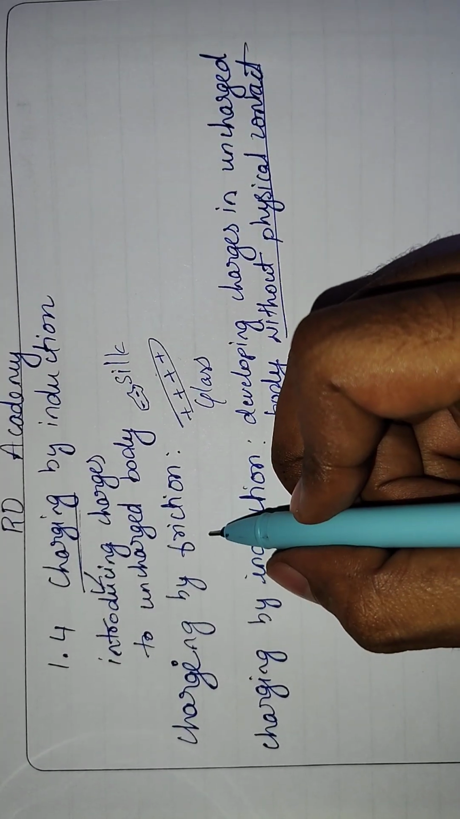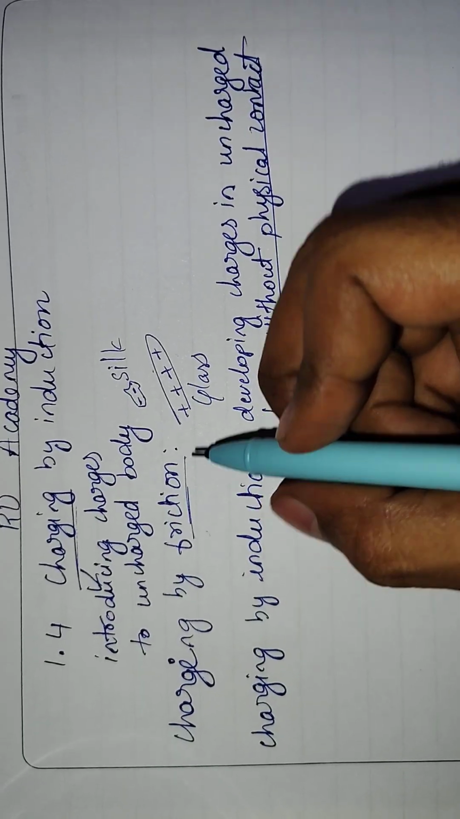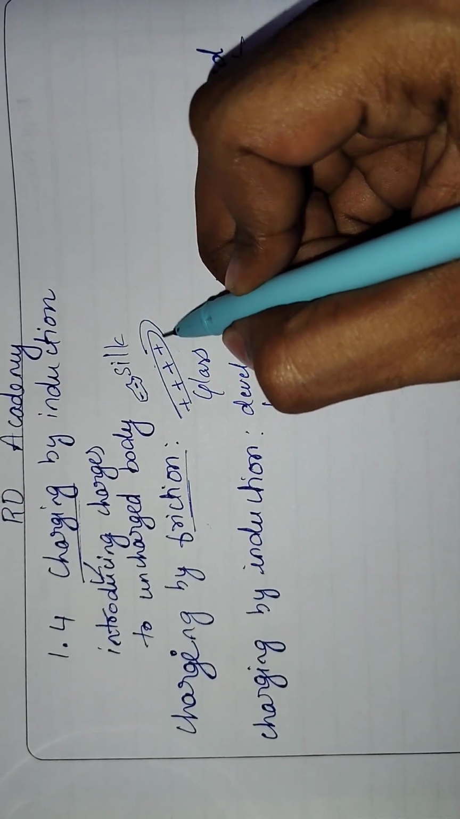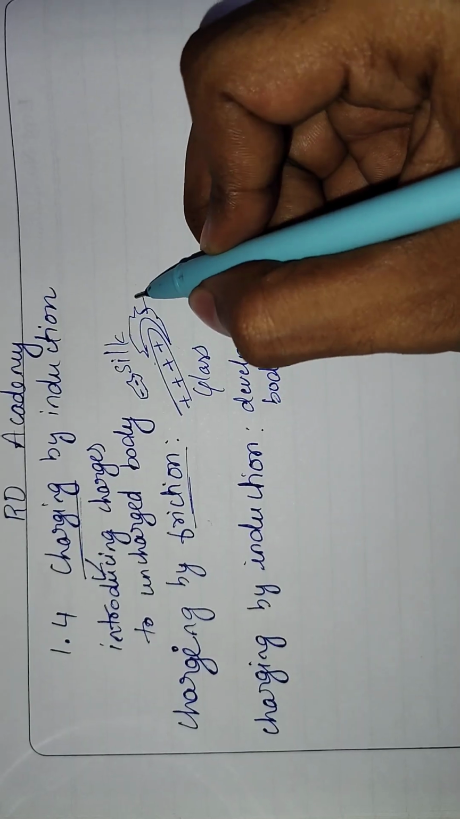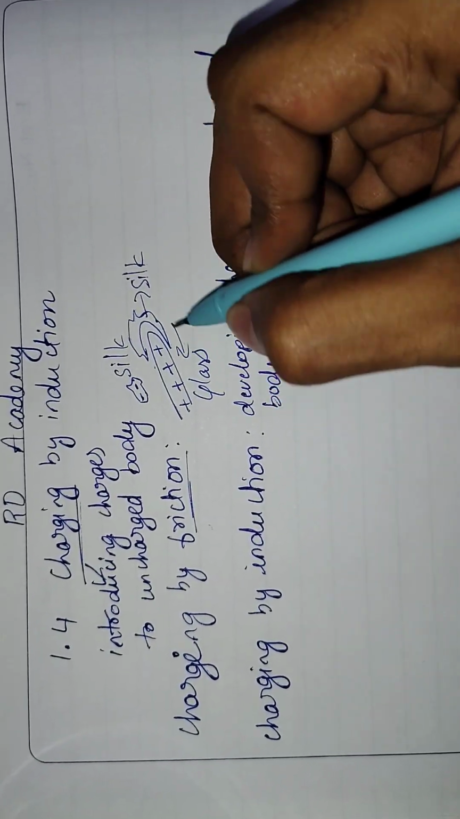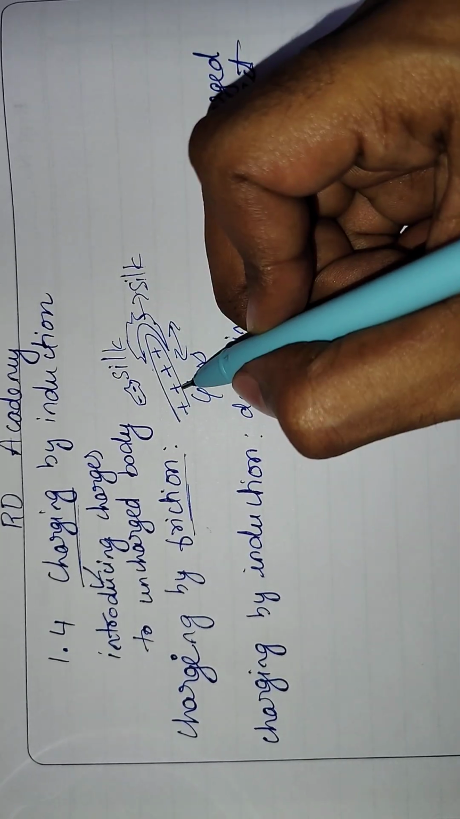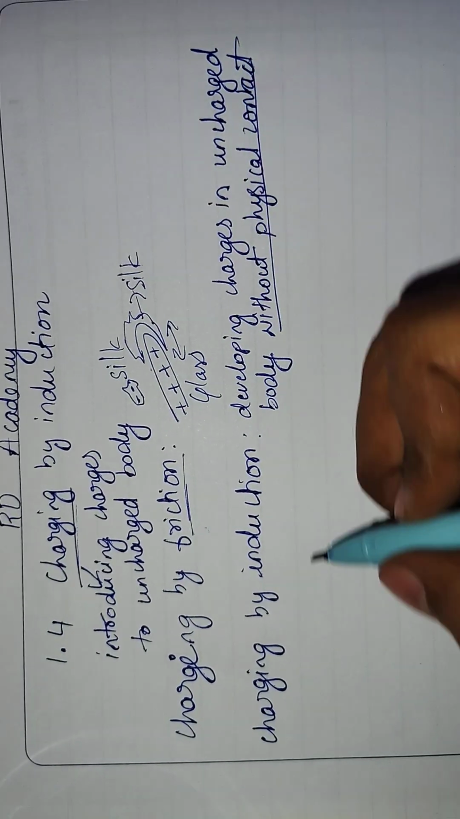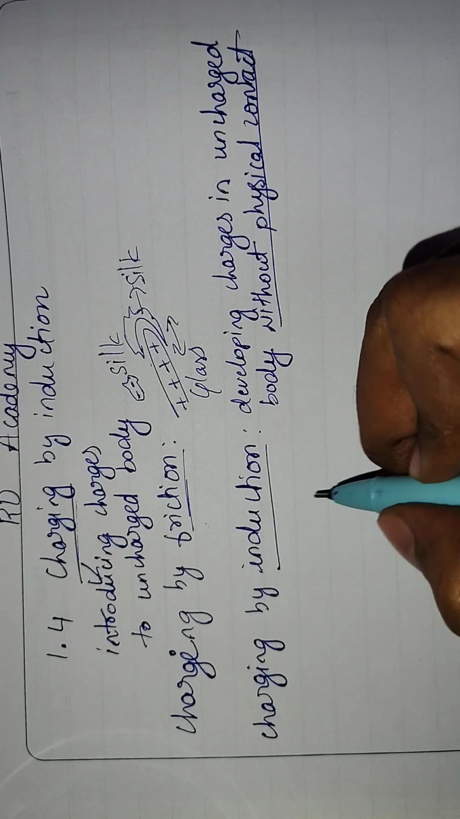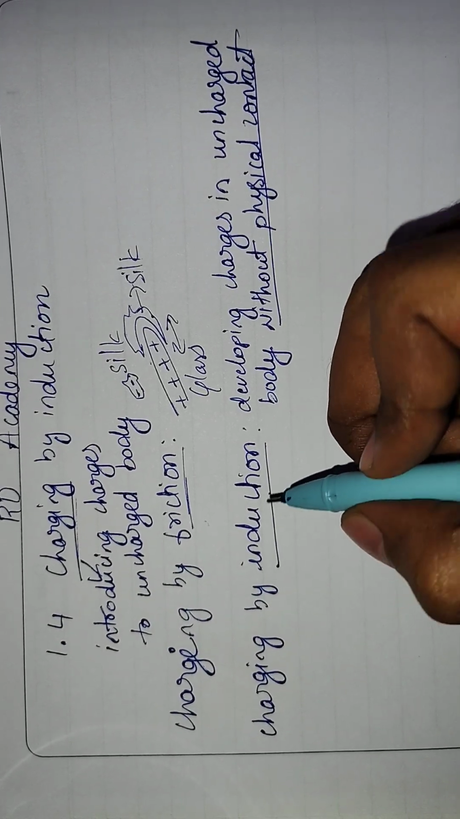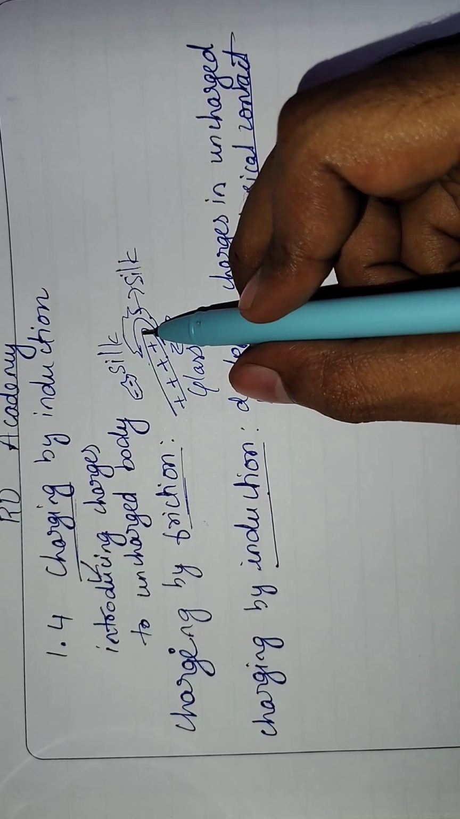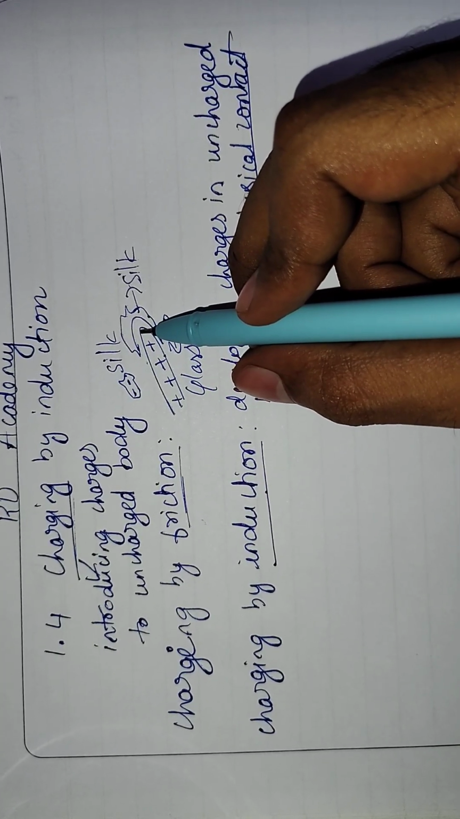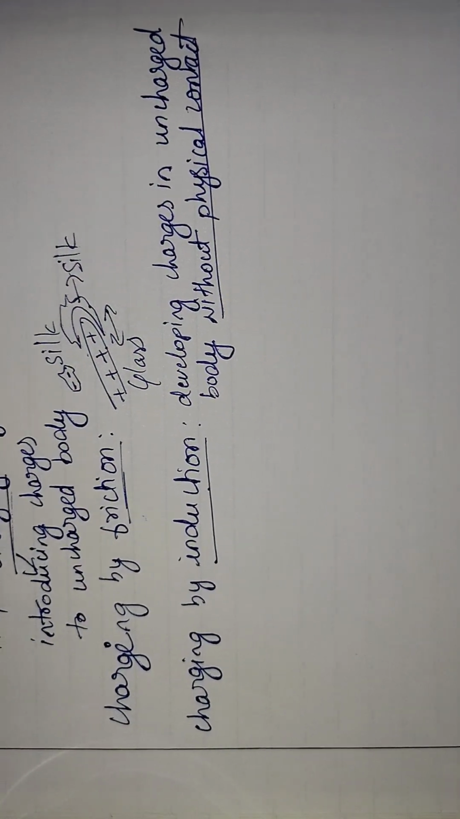If you observe charging by friction, what happened? There was physical contact between the glass and the silk cloth. When you rub the silk cloth with the glass rod, the silk becomes negatively charged and the glass rod becomes positively charged. But what is charging by induction? In charging by induction also, we are introducing charges to the body, but now there should be no physical contact between the two bodies. We will see in detail how this works.